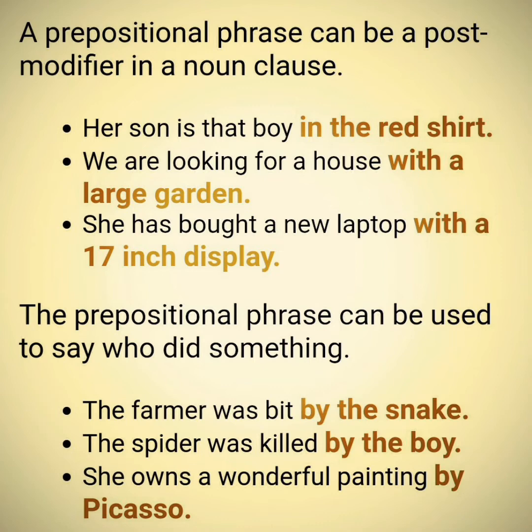The farmer was bit by the snake. The snake did something to the farmer. The spider was killed by the boy. The boy did something to the spider. She wants a wonderful painting by Picasso. Picasso is owned by her. So, here the prepositional phrase can be used to say who did something.